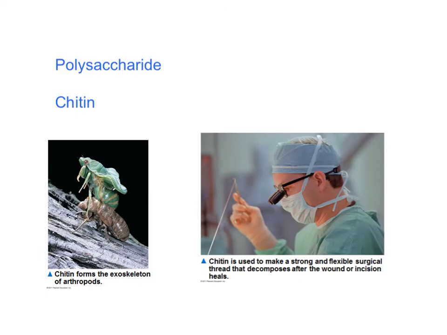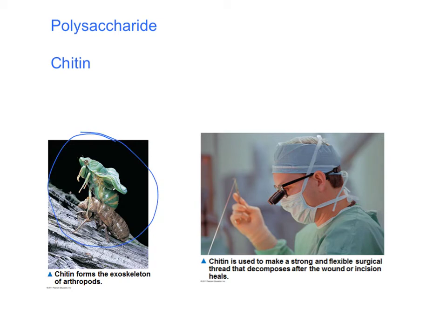Our last polysaccharide that we're going to talk about here is chitin. Remember, it's not chitin. Chitin is another structural polysaccharide. You're going to find it in the exoskeletons of bugs, of arthropods. And you would also find it in the cell walls of fungus. Mushrooms, their cell wall contains this structural polysaccharide chitin.